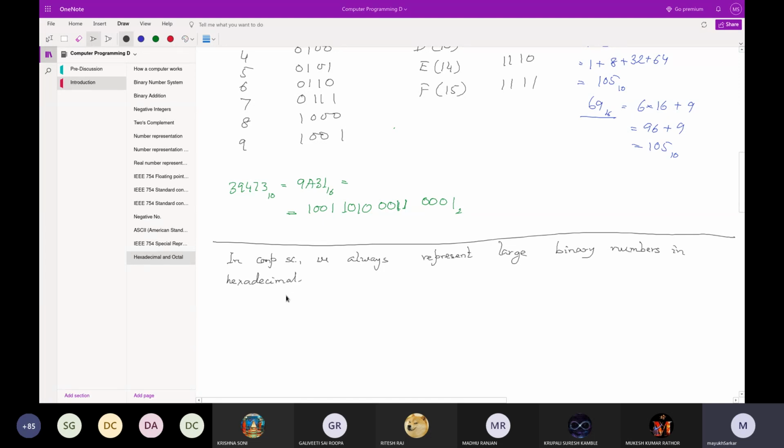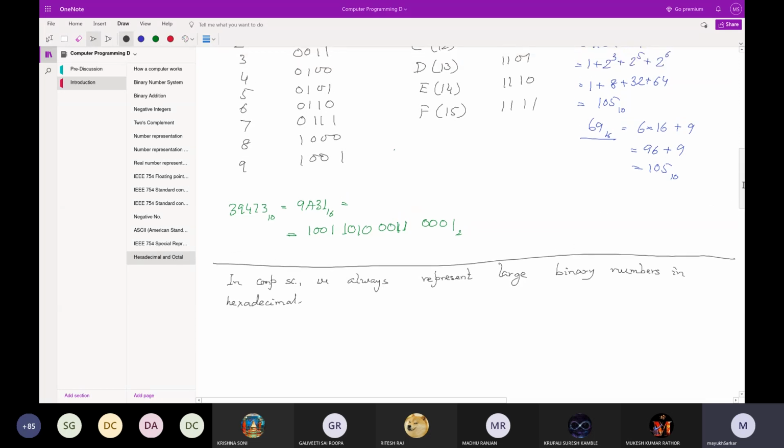That's the norm, right? Because you can go directly from binary number to hexadecimal and from hexadecimal to binary, straightforward.